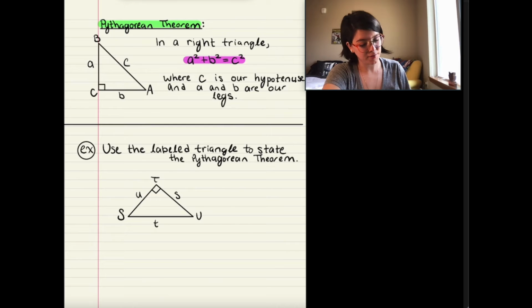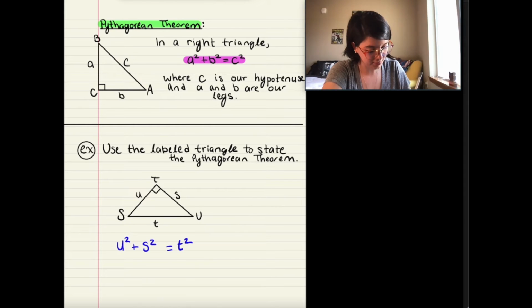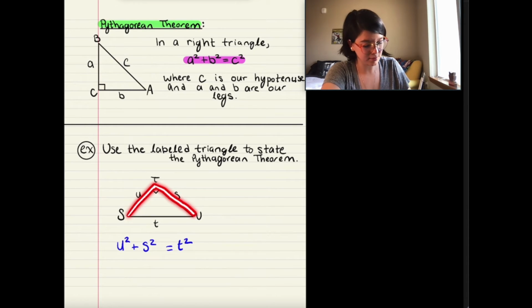So in this case, we have the triangle STU. So notice our side across from our angle U is U, our side across from T is T, and our side across from S is S. So again, the side across from our right angle, the hypotenuse, so T, that's always going to be the side that's alone. So we'll have equals T squared. And then our other two sides are going to be added together on the left. So U squared plus S squared. So again, our hypotenuse is alone squared, and then we add our legs together squared.